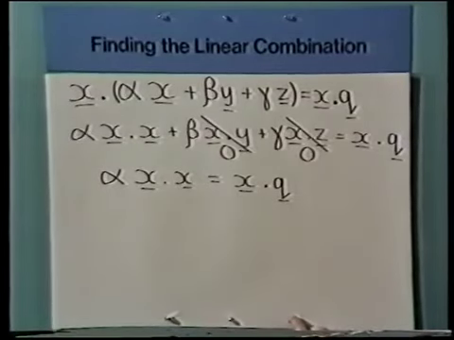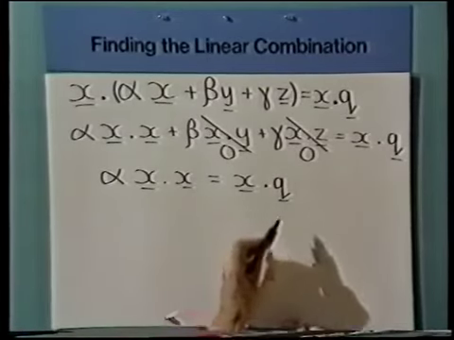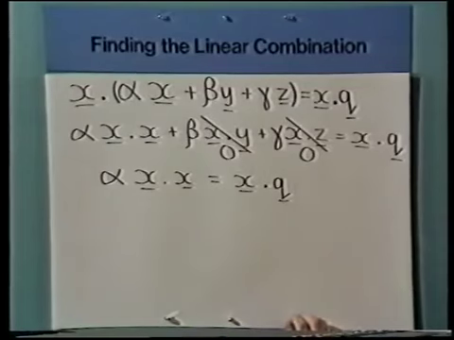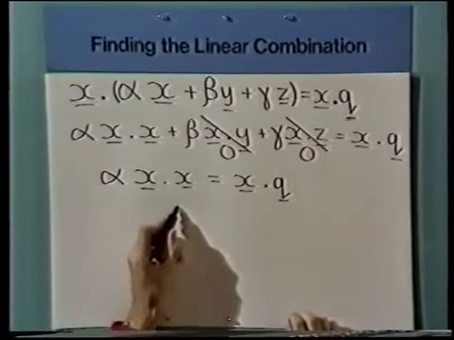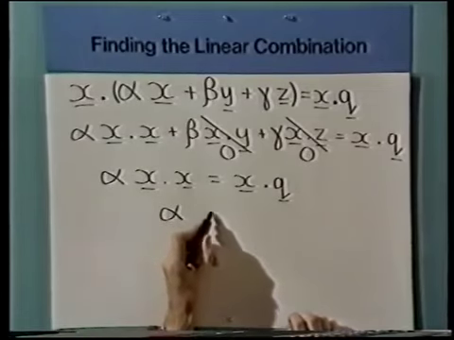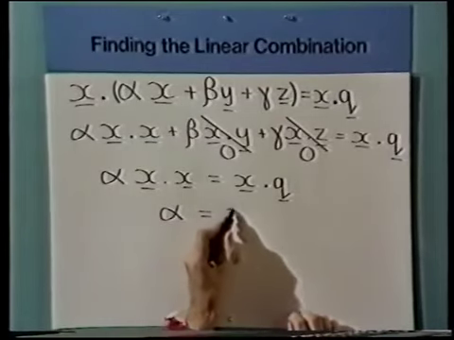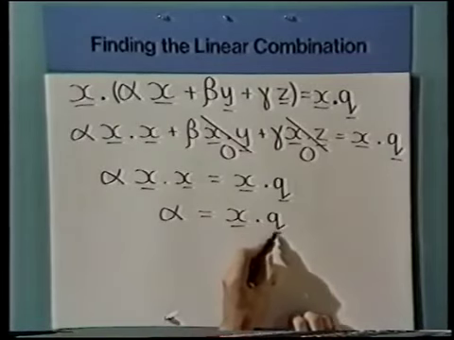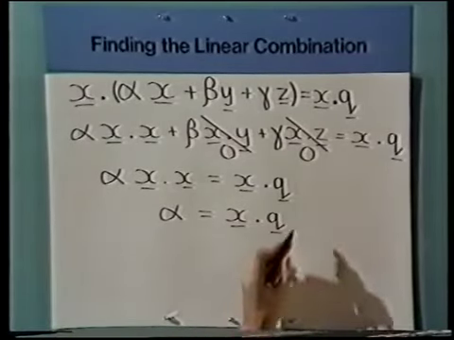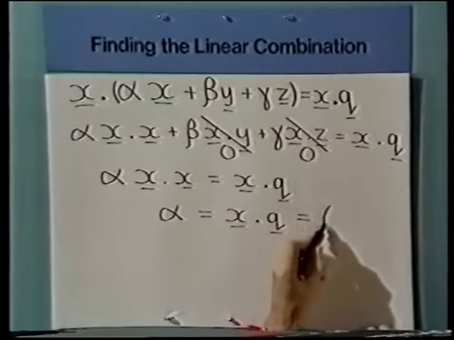So if we want to calculate alpha, we don't have to solve any simultaneous equations this time. We just have to calculate a couple of dot products. And you might like to try this later on. If you work out x dot x, you'll find, in fact, that it turns out to be just 1. So alpha is equal to x dot q, and you can calculate that as well. That just turns out to be 6.